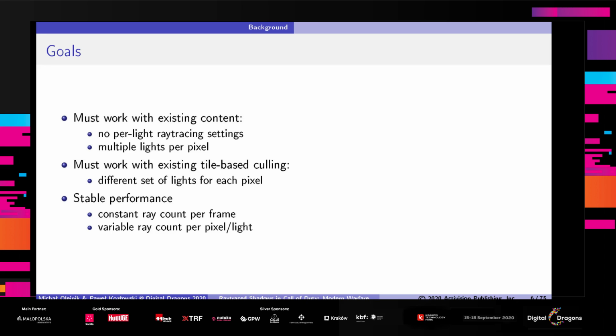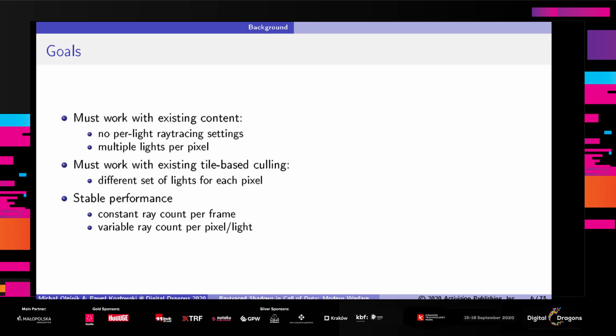We also had to make sure that we handle multiple lights. We have a hard limit of 256 lights per frame, and each pixel can have a different set of lights, either different lights or lights in a different order. So even if there are many overlapping lights per pixel, we had to make sure there is no flickering or sudden popping. We also had to care about predictability of the frame time.